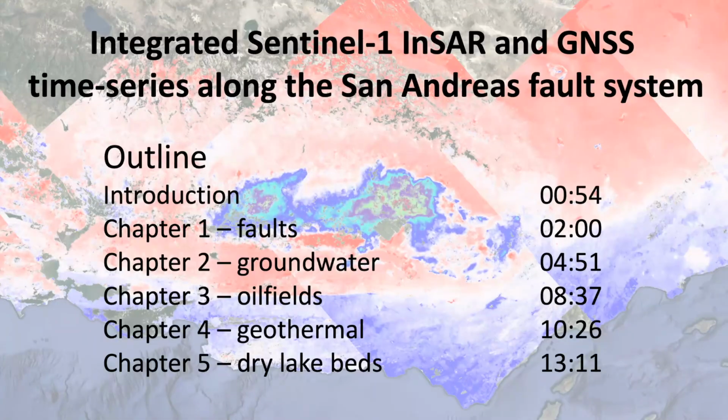A second color is added to the semi-vertical maps to illustrate rapid signals, mainly associated with subsidence in the Central Valley. The tour begins with strike-slip faults and stepovers, then continues with vertical signals associated with extraction and recharge of groundwater, petroleum, and geothermal fluids. Finally, we visit some curious dry lake beds that appear to be uplifting and never subsiding.